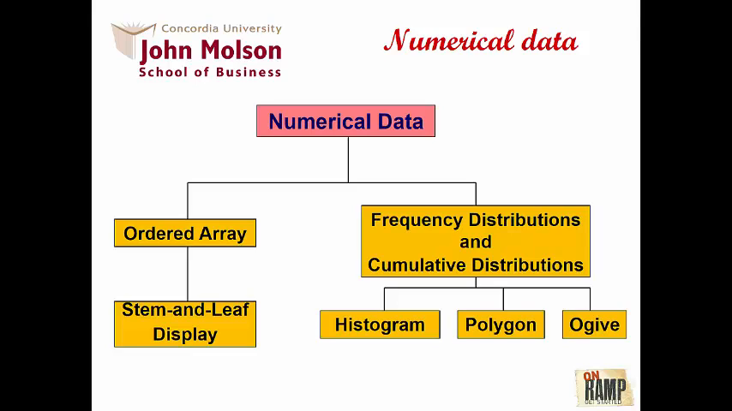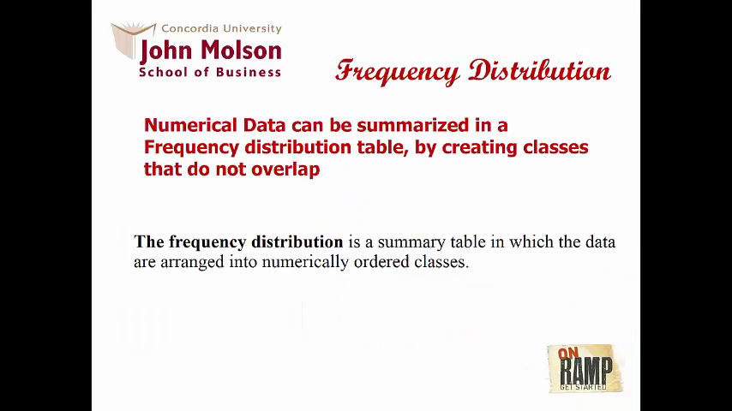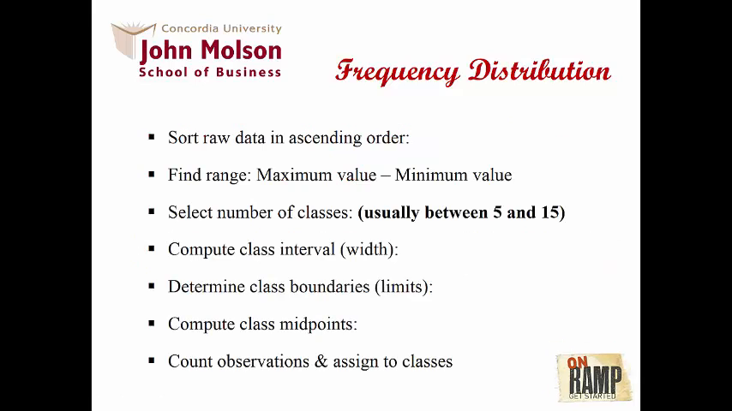As the second part of this module now, we'll look at building frequency distribution, cumulative distribution, and their graphical representation. We'll look at this part now. First of all, what is a frequency distribution? It's when the numerical data are summarized in a table by creating classes that do not overlap. So all the observations have a place in the data, and the data is of course arranged in numerically ordered classes. It makes it easier.